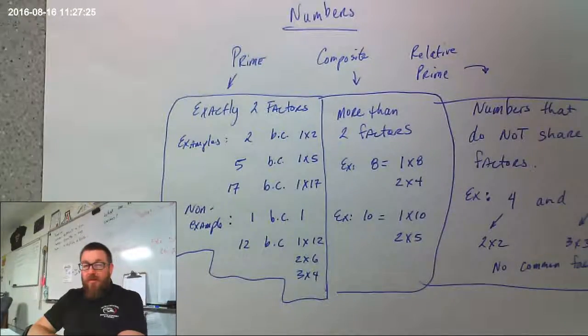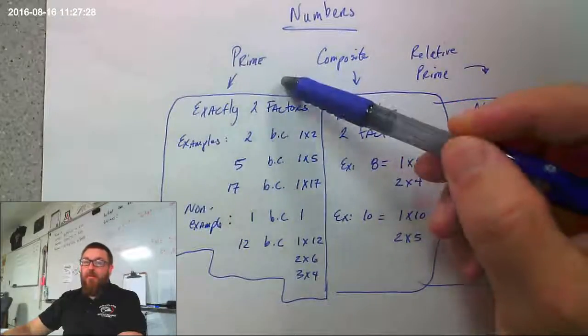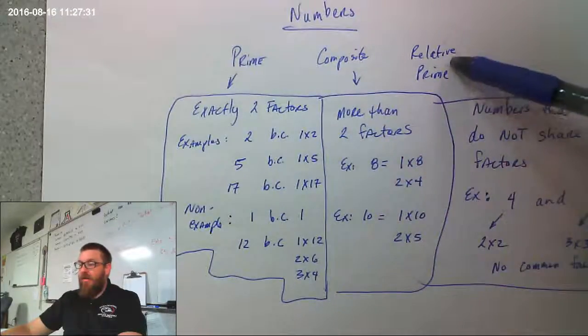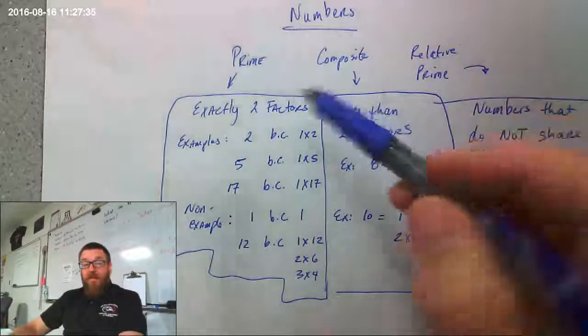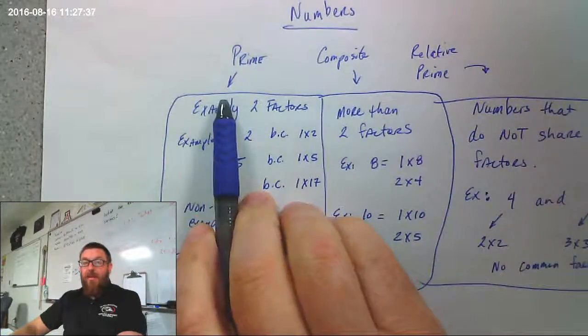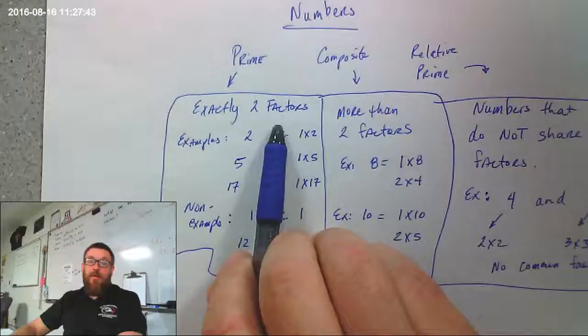Hi, we're going to introduce some properties of numbers, prime numbers, composite numbers, and relatively prime numbers in this video. So first thing is, a prime number has exactly two factors. Now, factors are numbers that multiply together to make another number.